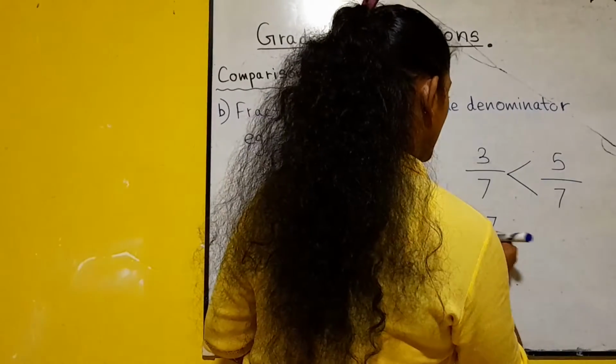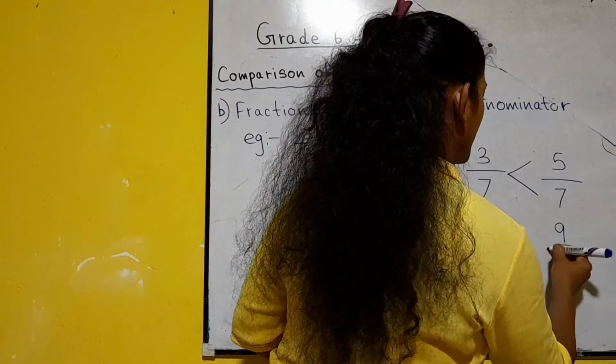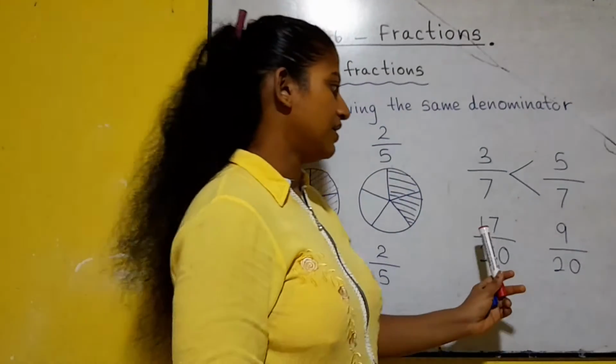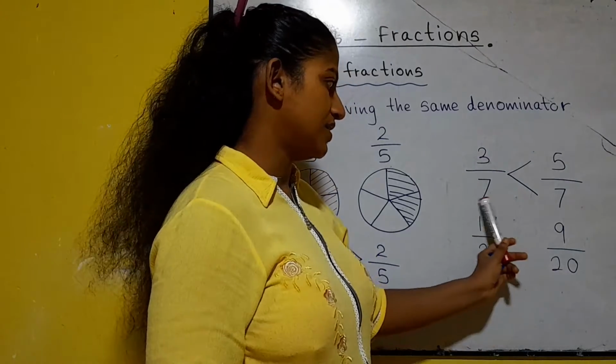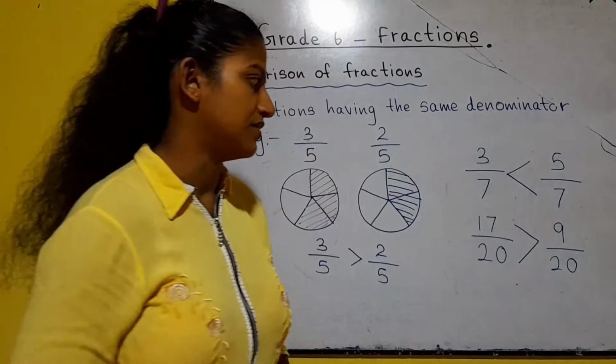Then I am taking another one, 17 over 20 and then 9 over 20. The same denominator. Then the numerators are 17 and 9. The largest numerator is this one. So this fraction is the largest one.